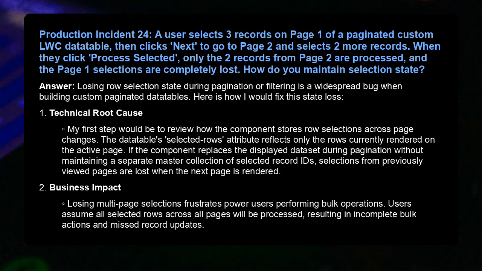If the component replaces the displayed dataset during pagination, without maintaining a separate master collection of selected record IDs, selections from previously viewed pages are lost when the next page is rendered. 2. Business impact. Losing multi-page selections frustrates power users performing bulk operations. Users assume all selected rows across all pages will be processed, resulting in incomplete bulk actions and missed record updates.